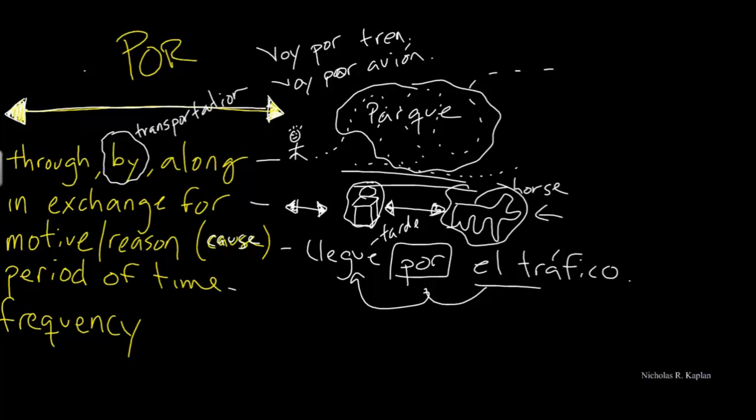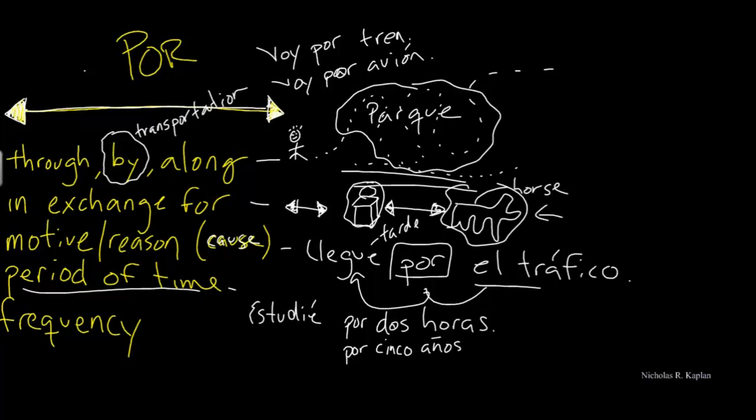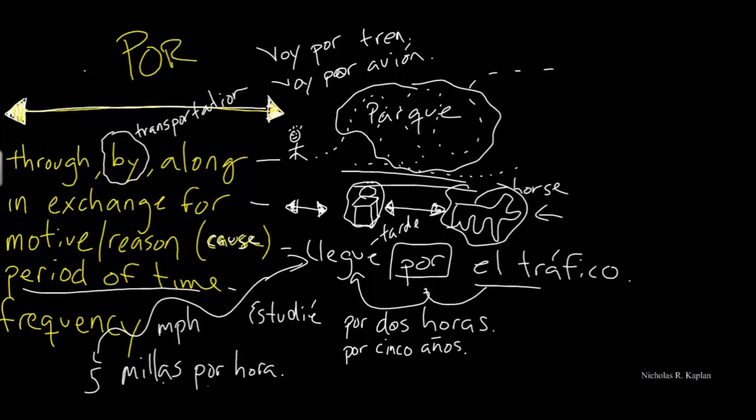All right, a period of time. So if we want to say I studied for 2 hours, that's a period of time. Or I was in college por 5 años. Frequency. Well, the most common one would be like miles per hour. So I'm traveling at, right, so maybe I'm in this traffic over here and I'm going to be late. And so I would say I'm traveling at 5 millas por hora. Miles per hour.